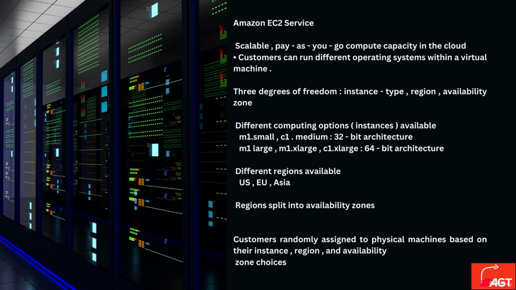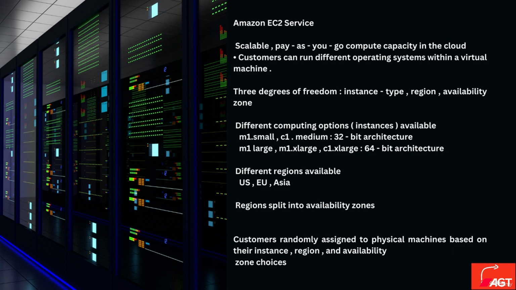Customers can deploy their instances in a variety of regions thanks to Amazon EC2. US, EU, and Asia are the regions that are accessible. Each region has its own power source and network link in order to maintain its isolation from the others. Then, regions are divided into availability zones, which are distinctive, physically distinct infrastructures connected by low-latency networks.